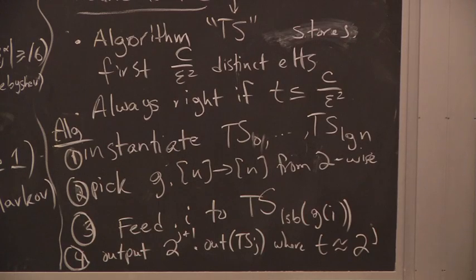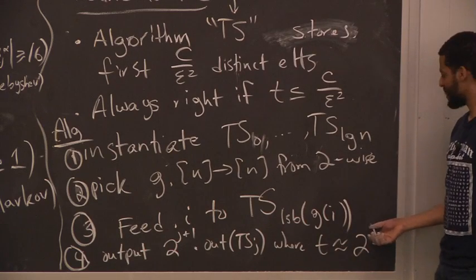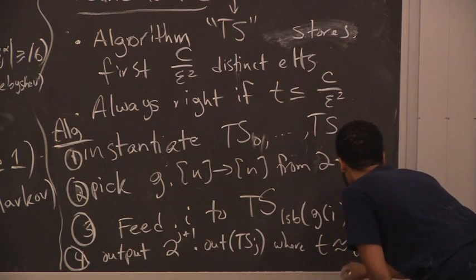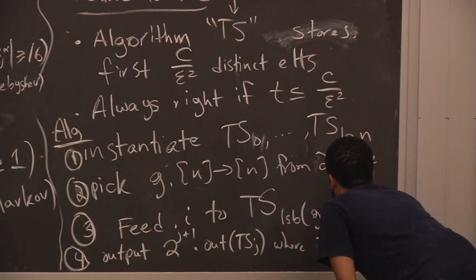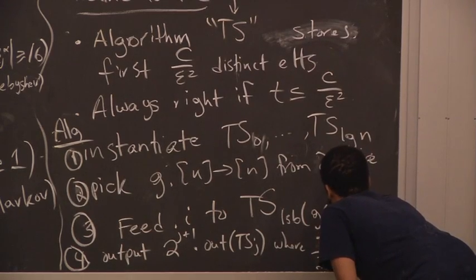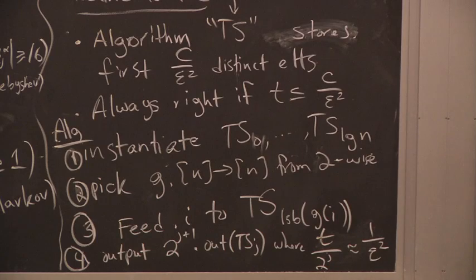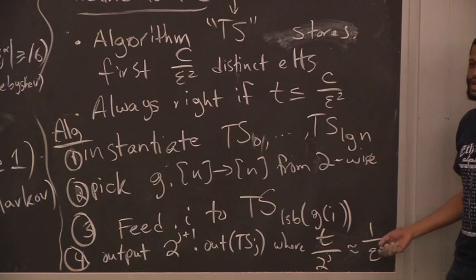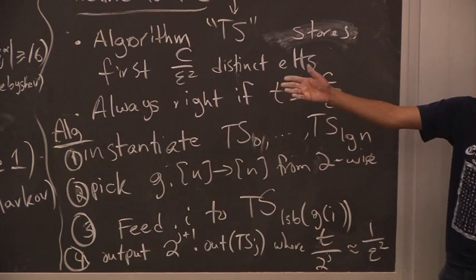Okay? So I'm assuming that I know t up to a constant factor. I know a j such that t over 2 to the j is roughly 1 over epsilon squared. That's what I meant to say. So I'm assuming that I know a j such that t over 2 to the j is roughly 1 over epsilon squared, up to a constant. How do I actually know such a j?